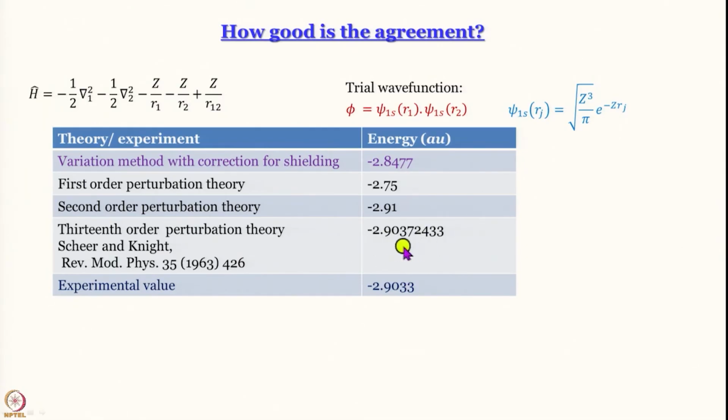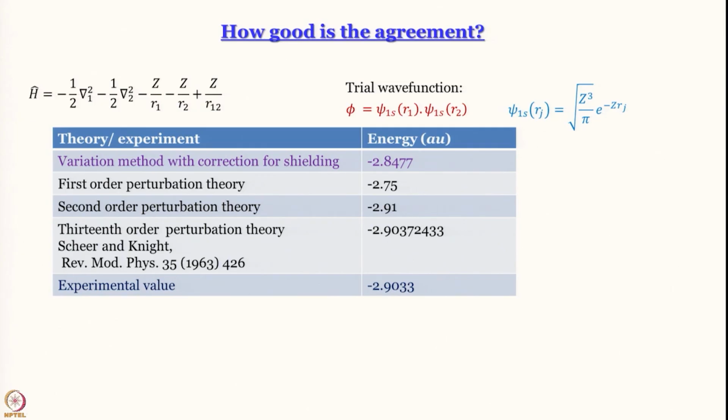So, this is where we should get. What we see is that by this simple variation method we have used here, we are doing better than first order perturbation theory, but not as good as second order perturbation theory, and definitely not as good as 13th order perturbation theory. So, this is definitely not the end of the road, this is definitely not the end of the story.